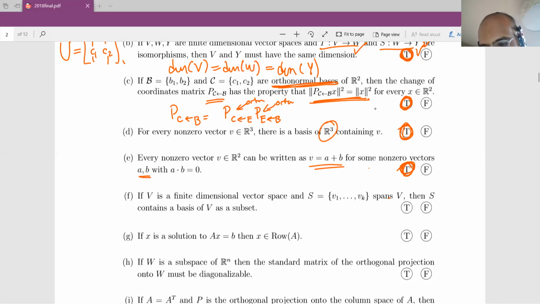Okay, so let's get to question F. The finite dimensional vector space and S spans V, then S contains a basis of V as a subset. True. It's true. This is true by the Goldilocks kind of theorem, right? So if it spans, if it's not linearly independent, just delete a vector and repeat until linearly independent.